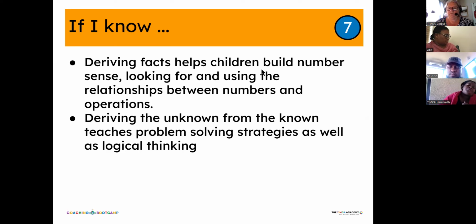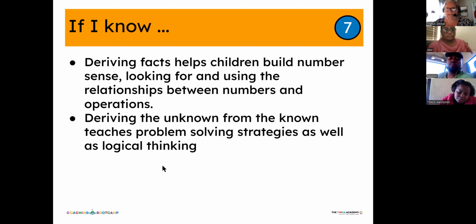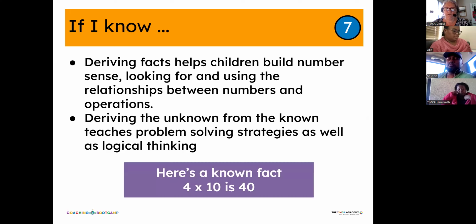So it helps children build number sense. It helps for looking and using relationships between numbers and between operations. So if we know something about multiplication, we also know something about division. And working out the unknown from the known teaches problem-solving strategies as well as logical thinking. So this process that I'm doing with you every week is very important. So your fact for today is this. Here's a known fact. 4 times 10 is 40.